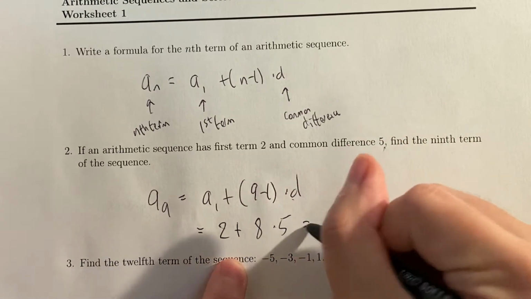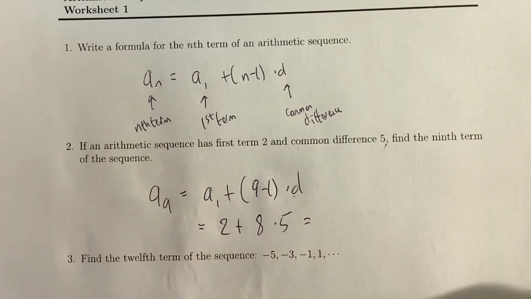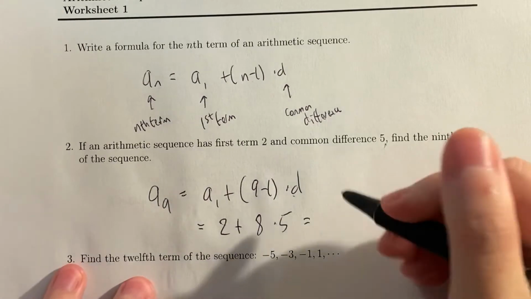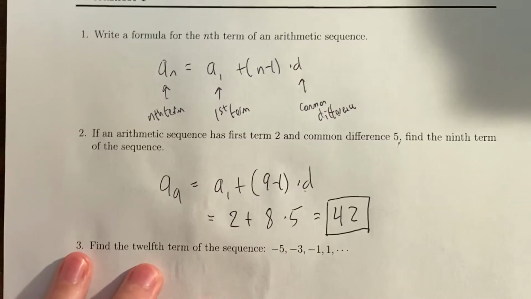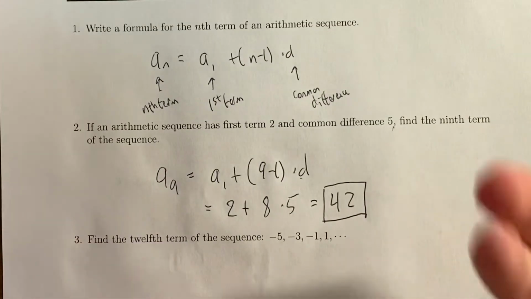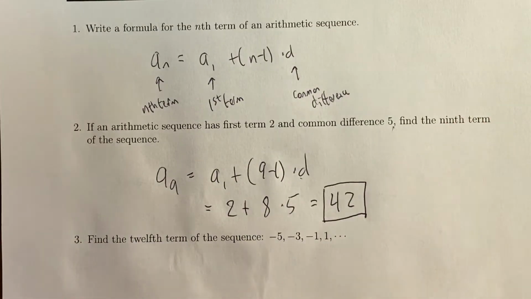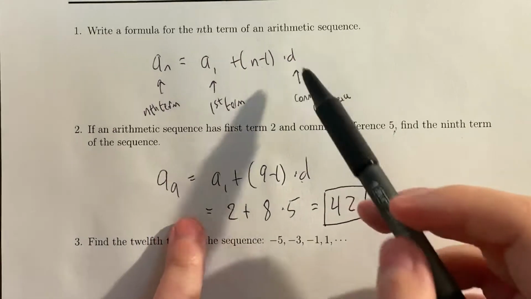So, again, certainly not too hard of a question. 2 plus 8 times 5. 8 times 5, I believe, is 40. So this answer is going to be 42. The answer to the universe. So, again, this formula is not too bad to use. Everything is given. Nice to be able to find the ninth term without having to find the first 8 using this formula.